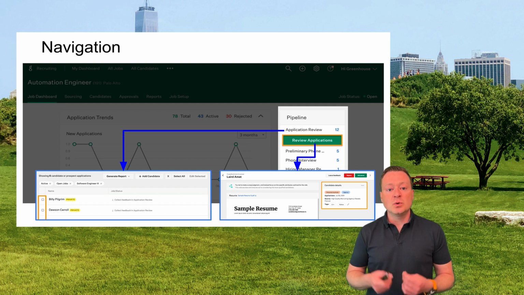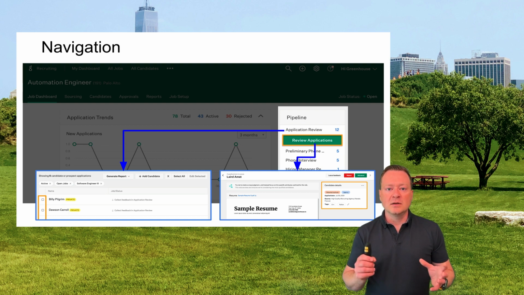And the second one goes to a wizard, which is a really efficient flow for flipping through one candidate at a time, taking some notes and saying move forward or reject. And that's a really efficient wizard. That's probably where you're going here. But this navigation was very unclear.